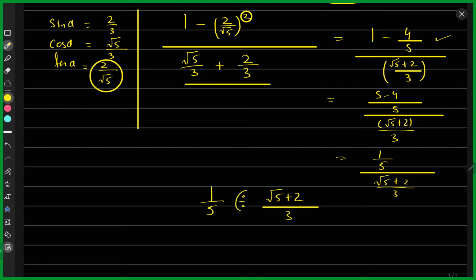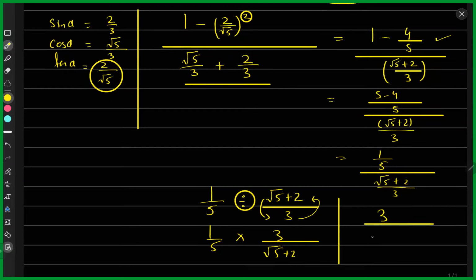How do we simplify fractions? Whenever we have a division sign, I'll write it as 1 by 5 multiplication. We will take the reciprocal over here. It is 3 divided by root 5 plus 2. And finally, upon simplification, I would get 3 divided by 5 times (root 5 plus 2). This is what I have. And still, I am not done yet. What do you think? What should be the next step?